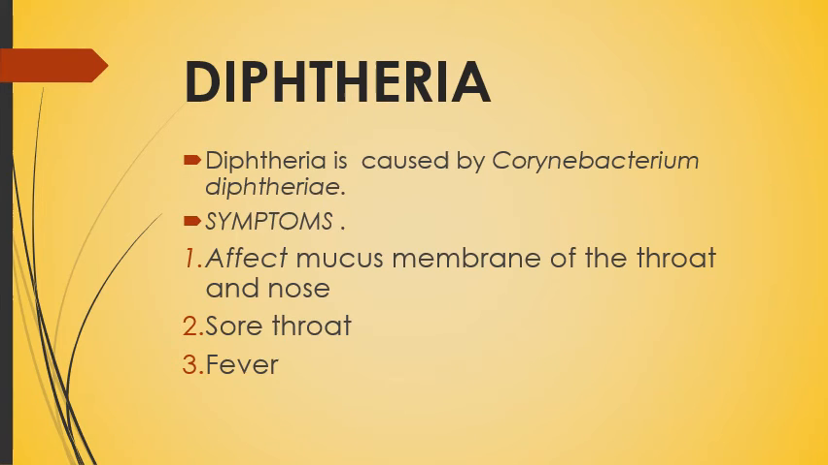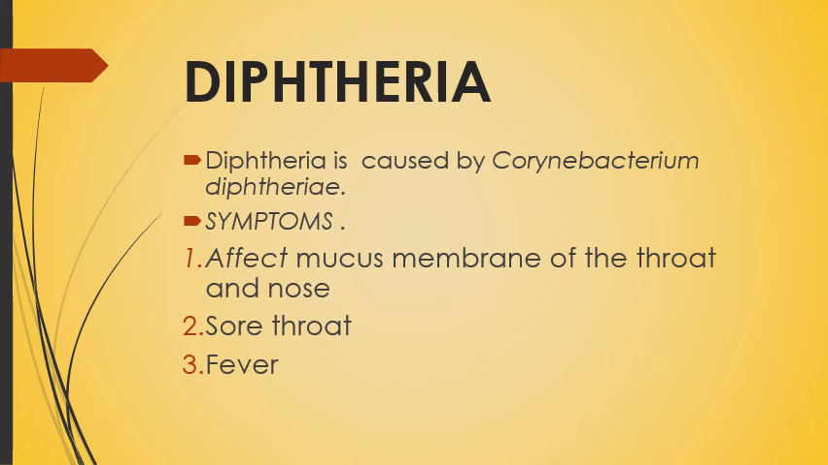Next is diphtheria. It is caused by Corynebacterium diphtheriae. Symptoms: it affects the mucous membrane of the throat and the nose. जो आपका गला है उसके अंदर बहुत ज़्यादा mucus भर जाना. It seems that your throat is choked and that leads to a sore throat and fever. हिंदी में इसे कहा जाता है गल घोटू. ऐसे लगता है किसी ने गला दबा दिया. That is what is called diphtheria.